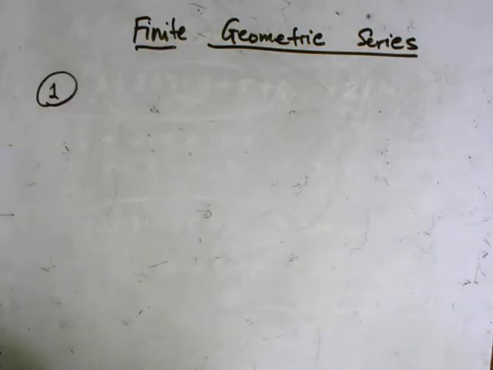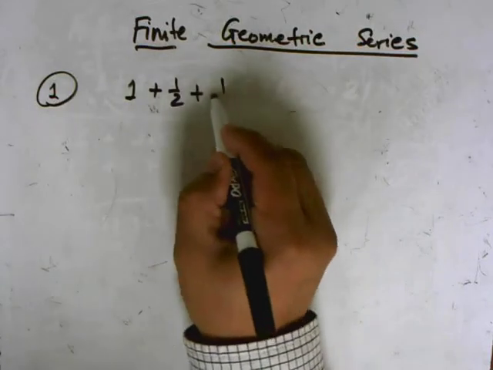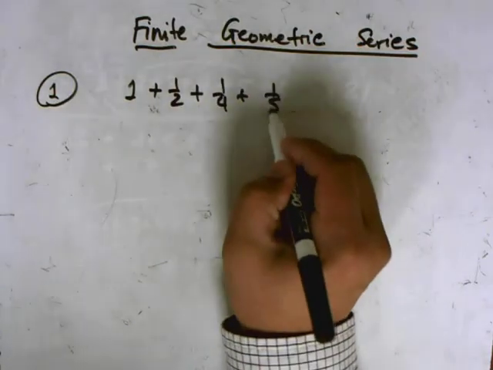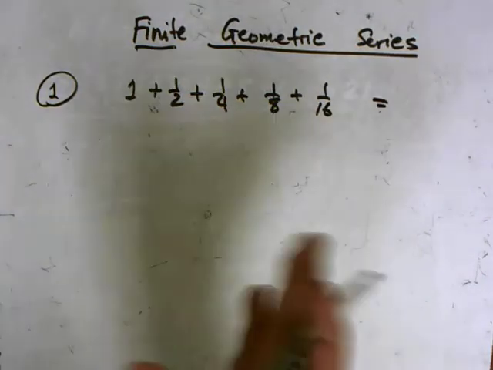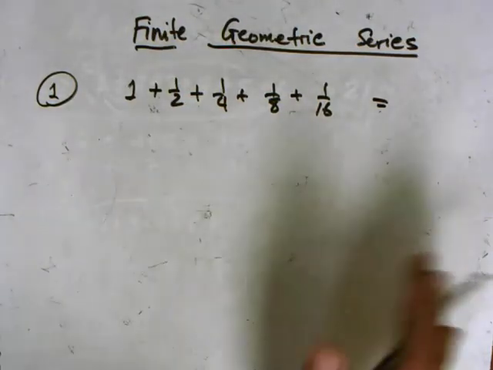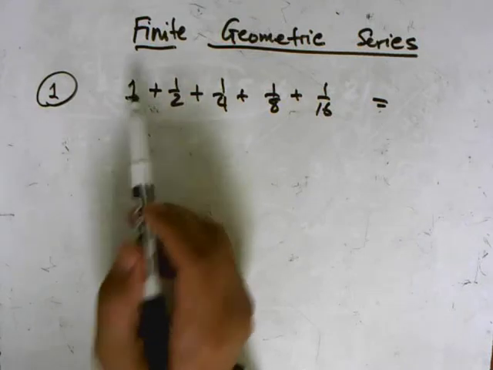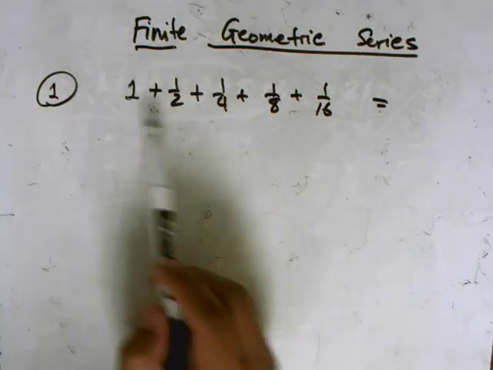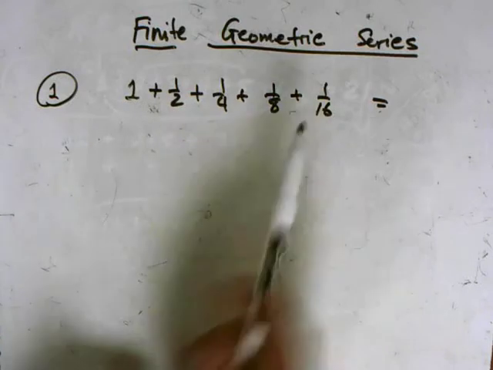What if I asked you to add up all of these numbers? 1 plus 1/2 plus 1/4 plus 1/8 plus 1/16. You can certainly take out your calculator and add these up. The reason that this is finite is because there are a limited number of terms. In this case, there's 1, 2, 3, 4, 5 terms.